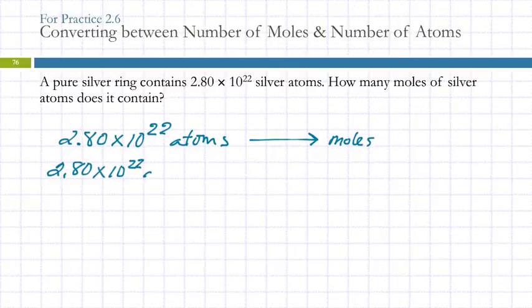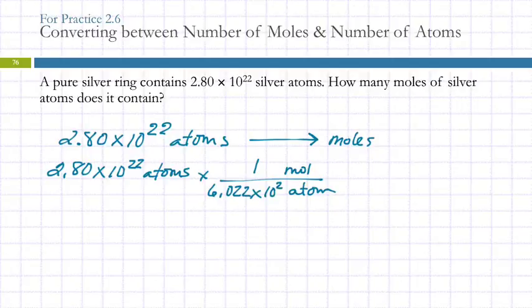2.80 times 10 to the 22nd atoms times, and we want moles on the top and atoms on the bottom. And then we have to put Avogadro's number in the correct place. Well, just like 1 dozen is 12 eggs, a mole is the chemist's dozen. So 1 goes with mole, and Avogadro's number goes with atoms. Then make sure that the scientific notation is working on your calculator. 2.8 EE 22 divided by 6.022 EE 23. How many sig figs should this number have?